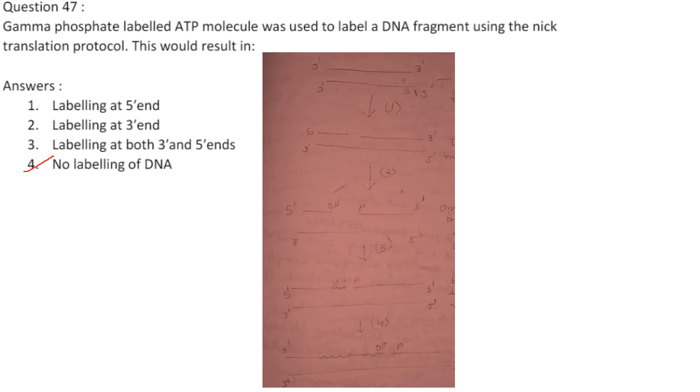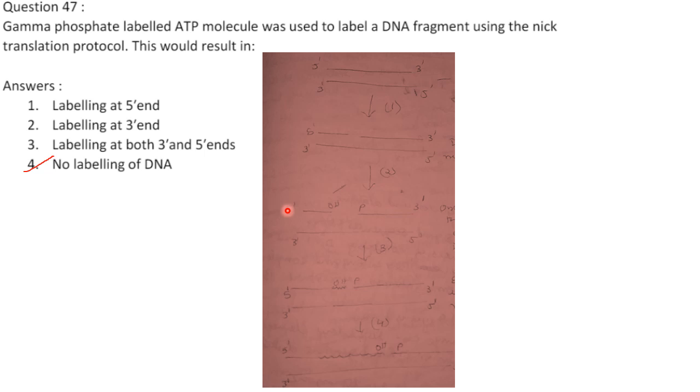Then next one. Gamma phosphate labeled ATP molecule was used to label a DNA fragment using the Nick translation protocol. This would result in. So this is the duplex DNA. The duplex DNA containing a Nick with a 3' OH group is created by DNase 1. So this is the 3' OH group. So the Nick is created there. Then 1 to several nucleotides are removed from the Nick by 5' to 3' exonuclease activity of E. coli DNA polymerase 1. So from this region, some nucleotides are removed. That is in this direction.